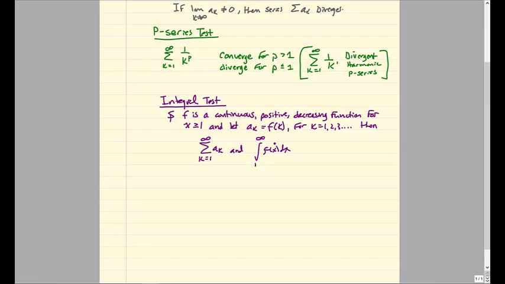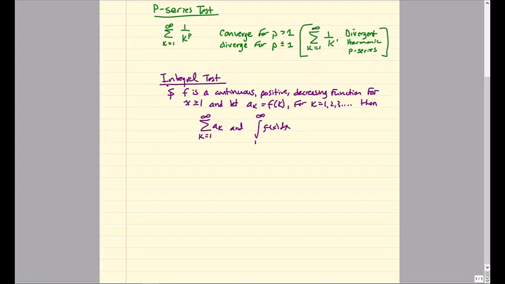Now, the outcomes that can occur here are either both the sum and the integral converge, or they both diverge. So both the sum and the series, or the integral, converge, or both diverge. That's the outcome here.